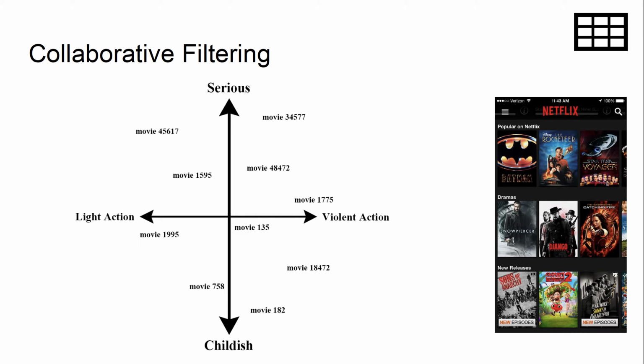So in essence, what collaborative filtering does, and what its strength is, is that it plots an n-dimensional latent vector space, and it tries to categorize all of the items, which in this case are movies, in that n-dimensional latent space. So a 2D simplified example of that is shown here. Your movie might be light action to violent action or childish to serious. And there might be a lot more different factors that go into that.